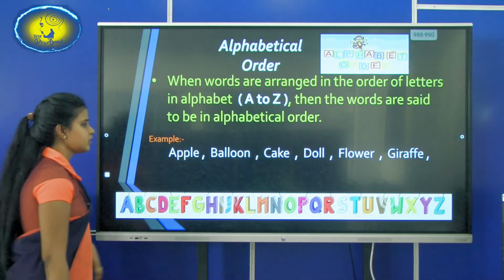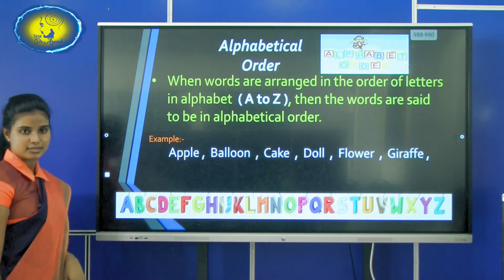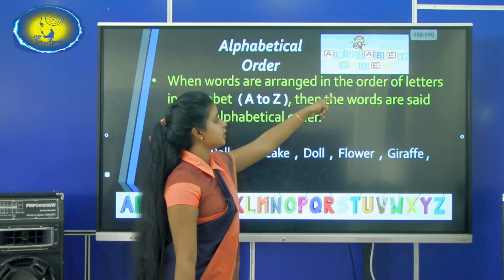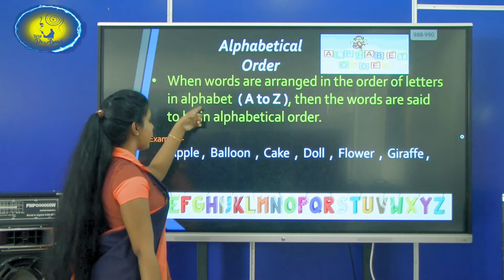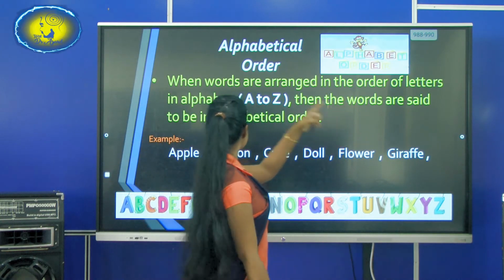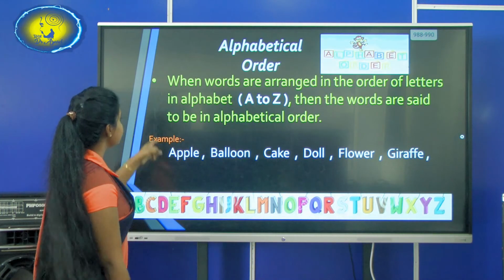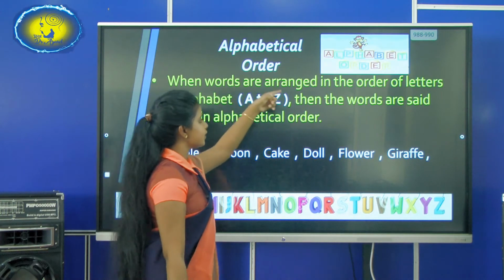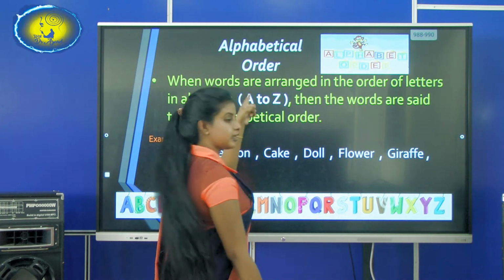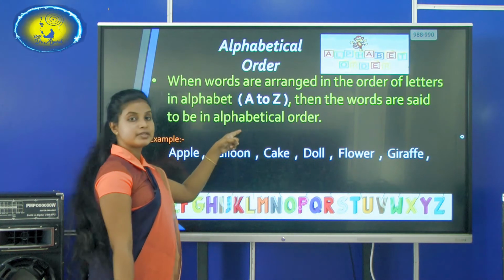Okay. Now it's time to learn about alphabetical order. That is our lesson, isn't it children? When words are arranged in the order of letters in the alphabet, that means A to Z, then the words are said to be in alphabetical order. Again, see children, when words are arranged in the order of letters in the alphabet, that means A to Z, then the words are said to be in alphabetical order.